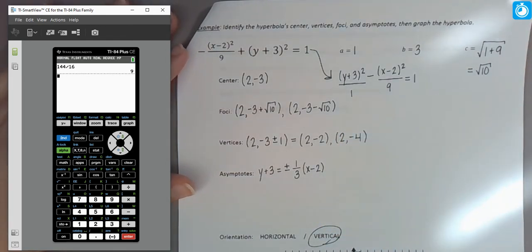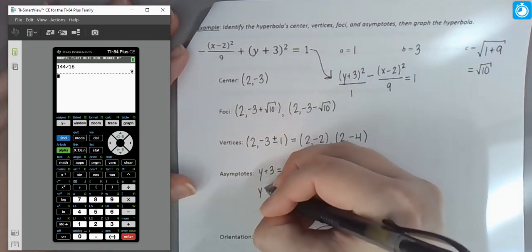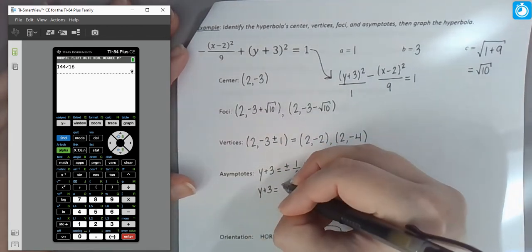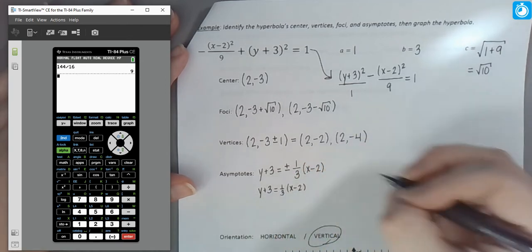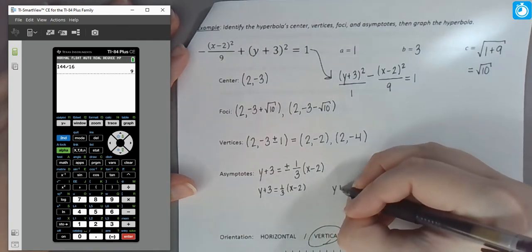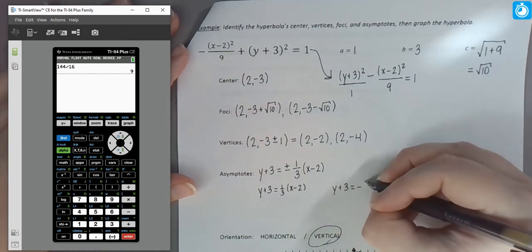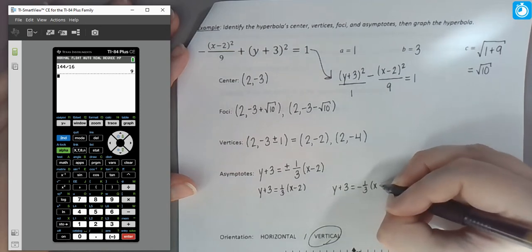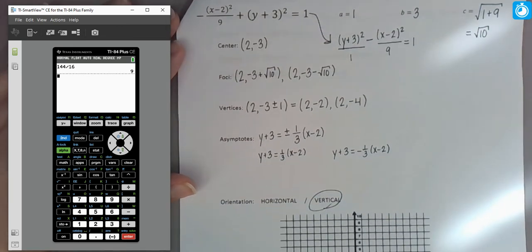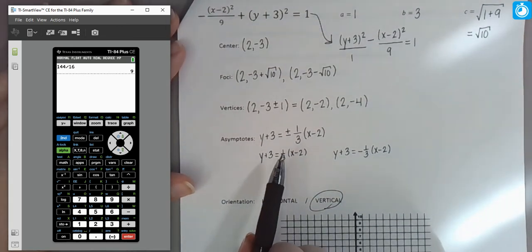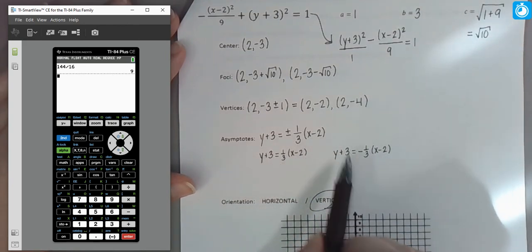Now, for purposes of simplification, we do need to split those up. We can't distribute in the form that we're in. We absolutely have to split those up and simplify one at a time. So our two equations are y plus 3 is equal to 1/3 times x minus 2, and y plus 3 is equal to -1/3 times x minus 2. And then we want to put each of those into slope-intercept form so that the equations are a little bit more meaningful. So we're distributing our 1/3 and then moving the 3, distributing -1/3 and then moving the 3.